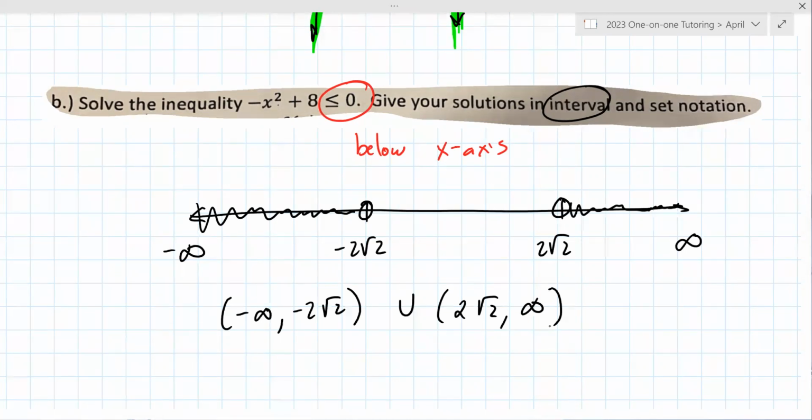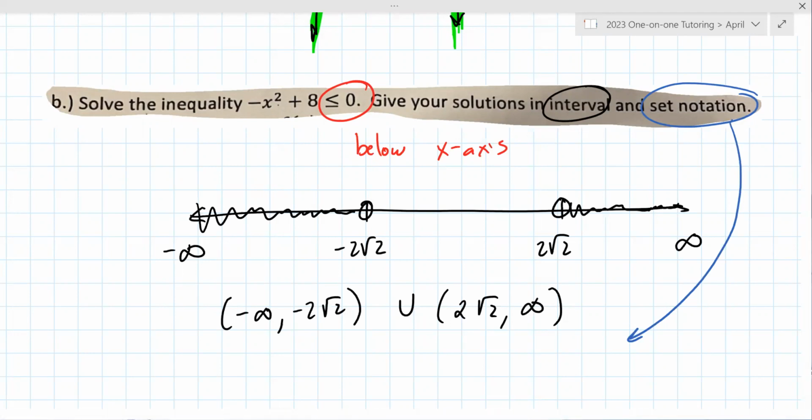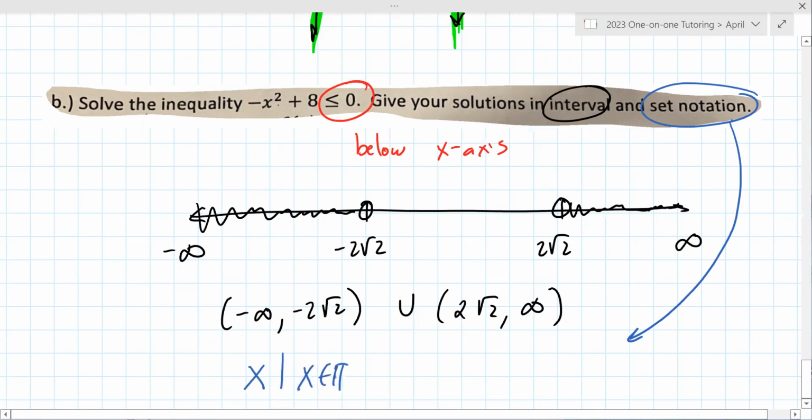All right, set notation. Ready for that? Is that okay? Fully written out, it always has this: x such that x is an element of the real numbers, comma, x less than or equal to minus 2 square root of 2. The reason it's less than is because of this symbol up here. Or x greater than or equal to 2 root 2. Again, one to the right, one to the left. These are curly braces.